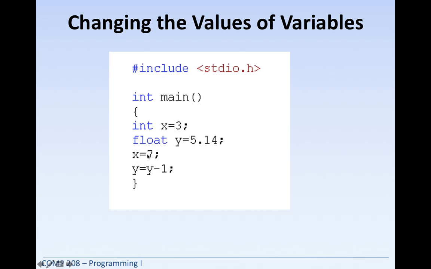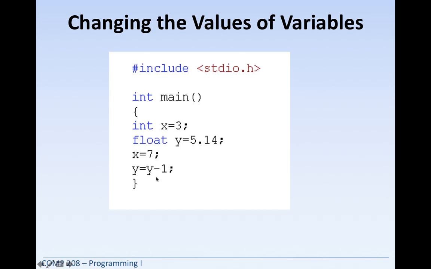So the assignment operator always has a variable on the left hand side. It's not possible, we said, to have 7 equal x. It has to be x equals 7. So 7 is going to be put in x or assigned to x.